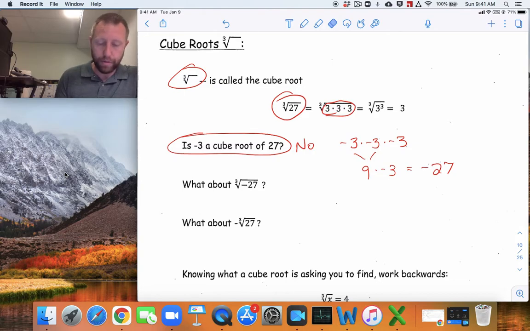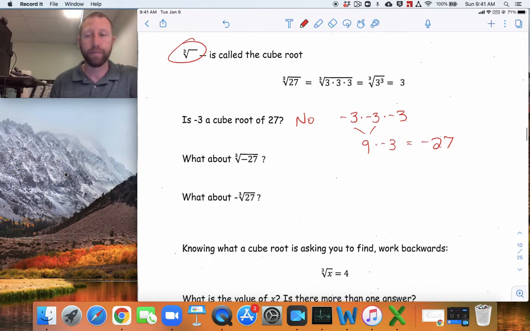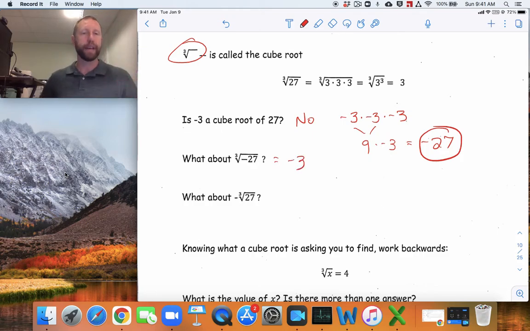But that also brings up the fact that, can I have a negative number under the cube root symbol? Well, yeah, you can. We just proved that. If the answer is -3, that just gave us the answer for this one. What about the cube root of -27? Well, that's -3, because -3 times -3 times -3 does equal -27. I can have a negative underneath the cube root symbol. I just can't have it underneath the square root symbol.